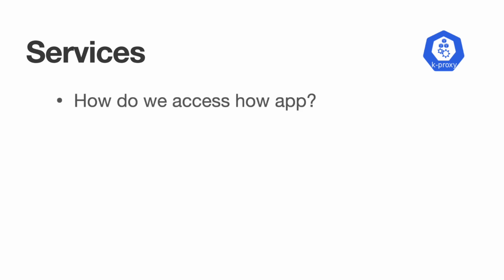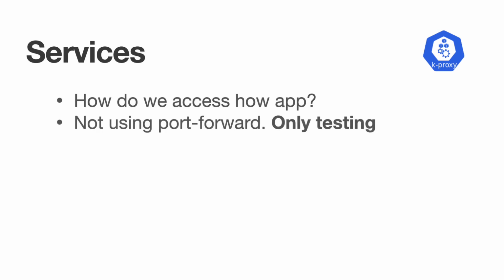So when we build applications, we want to be able to access our applications, right? So whether it's through a client or service to service, so a microservice talking to another microservice. So we want to be able to access the application. So how do we do it? Now, I've been telling you that using port forwarding is only for testing purposes. You should never use port forward. Instead, you should be using services.